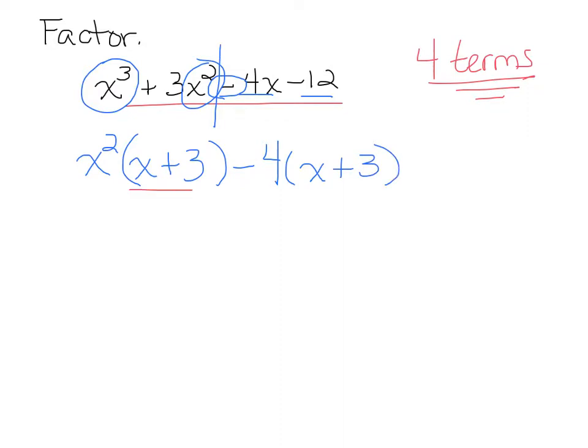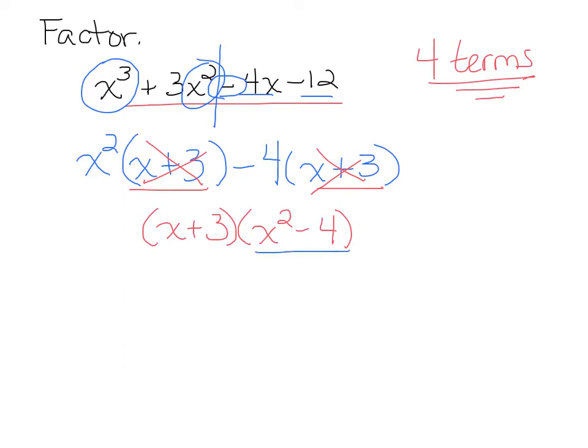And now we write what's in the parentheses. And I like to cross these out just so I can see what's left. What's left is x squared minus 4. Now before you stop and say that this is your answer, you have to check to see if any of the polynomials can be factored again.